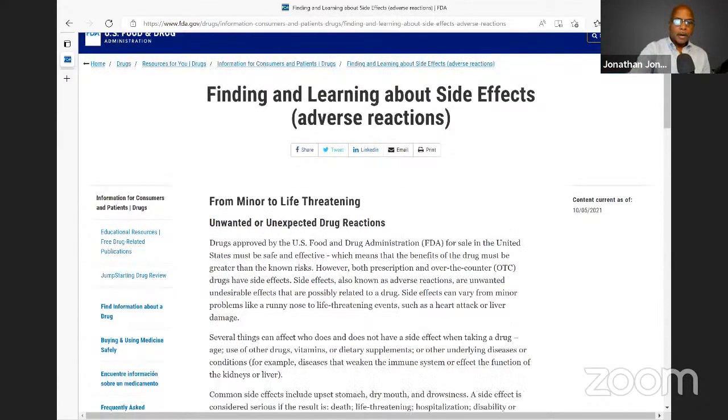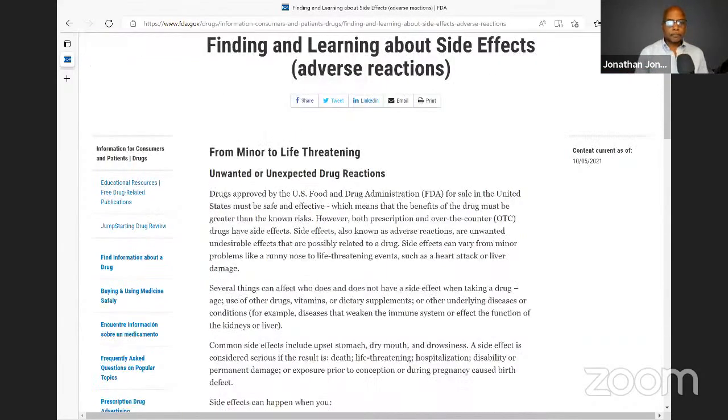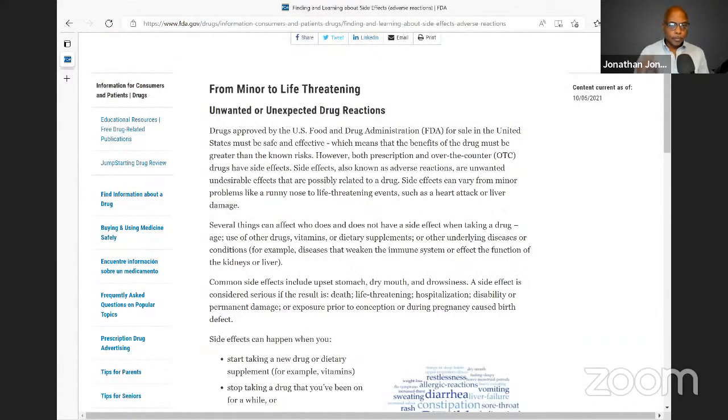And right at the beginning of the article, they make it very clear that drugs that have been approved by the U.S. Food and Drug Administration for sale in the United States must be safe and effective. So that's the goal: to have safe and effective medication. It's important for you to understand the definition, because the definition of words and terms matter.